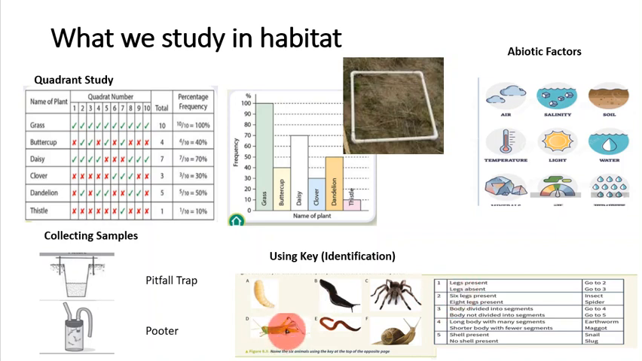We have a look at our organism and we can see that there are legs present, and then it tells us to go to 2. So we go down to 2, and it says 6 legs present or 8 legs present. We can count the legs: 1, 2, 3... so we have 6 legs present. It says that it's an insect. So it's a way of identifying particular organisms.